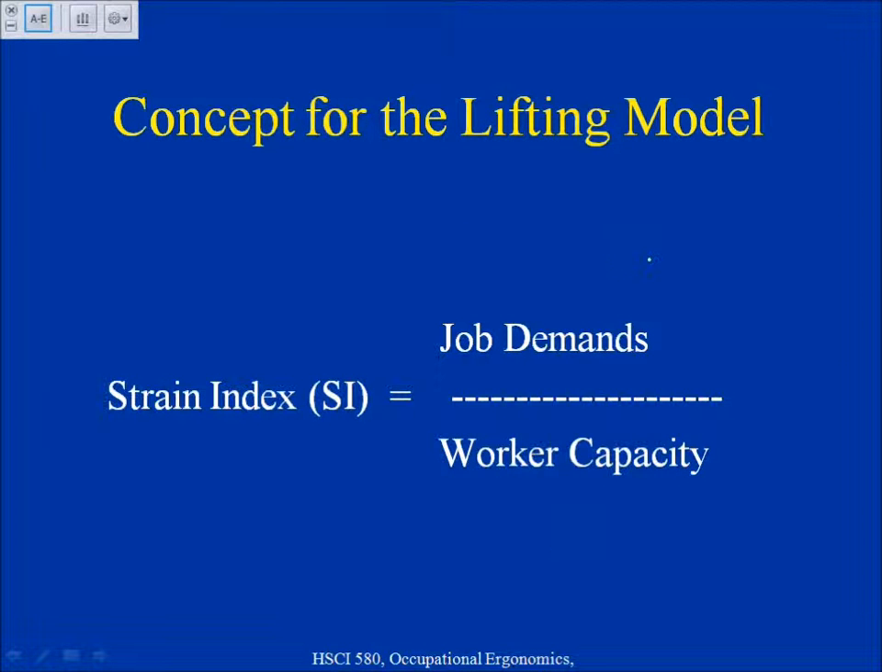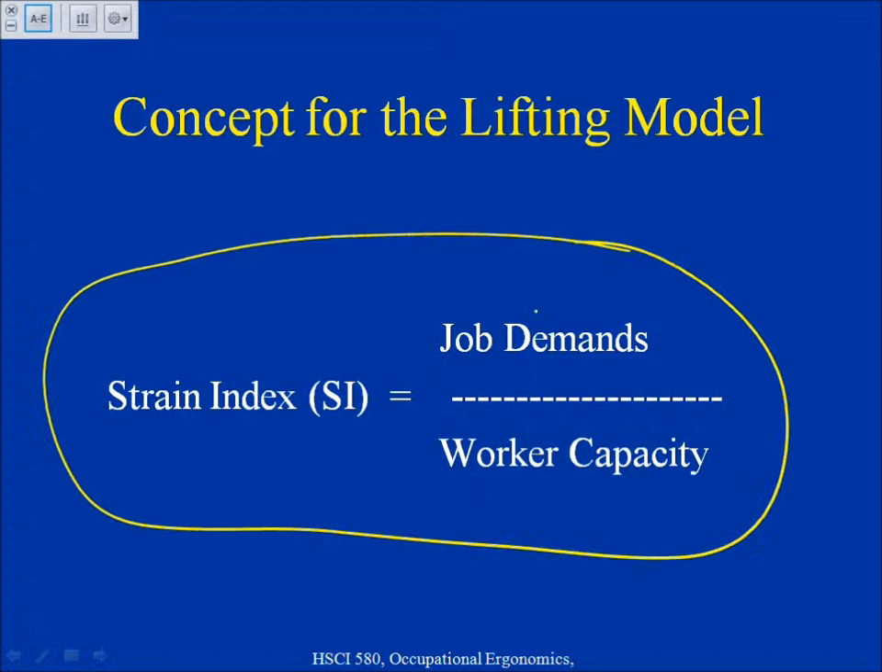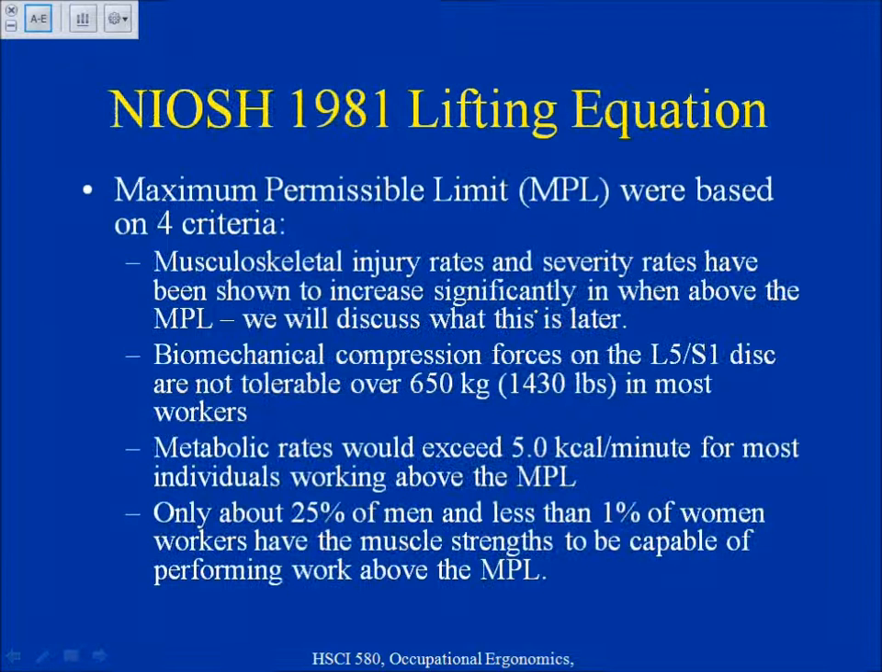This looks extremely simple, but I can flip this around for you. The strain index is basically looking at the demands of the job and what the worker is capable of. When the demands of the job exceed what the worker is capable of, that strain index increases, and thus the risk for back injury increases. And so we look at the '81 equation. We're going to look at these 4 things. We're going to revisit them, and that is that we're looking at the musculoskeletal injury rates and severity rates, shown to increase significantly when above a maximum permissible limit.